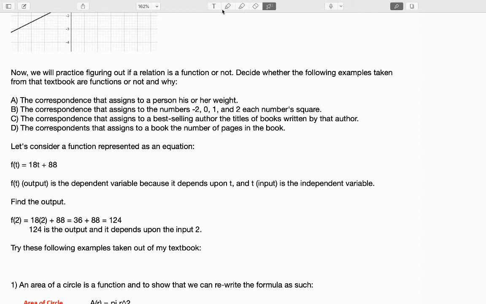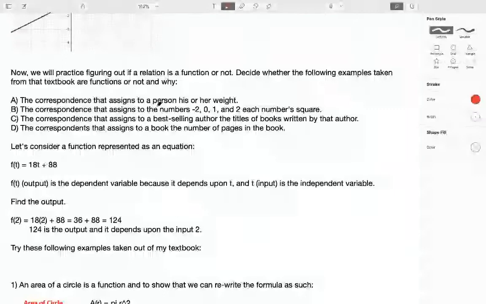Okay, I think you've gotten it by now. I'm gonna explain it. So the correspondence that assigns to a person his or her weight. Can a person, the input, have many different weights? No, they can only have one weight. So one output. So yeah, that is a function.